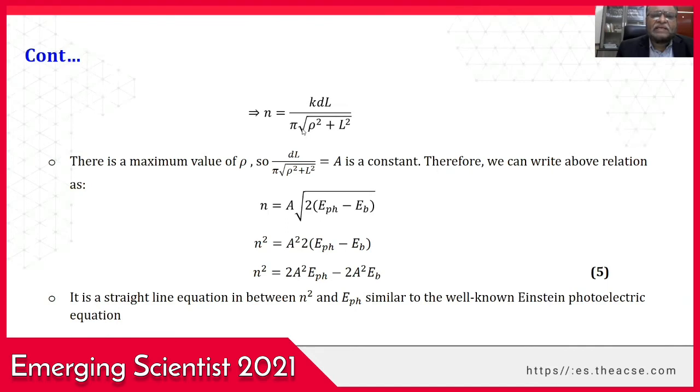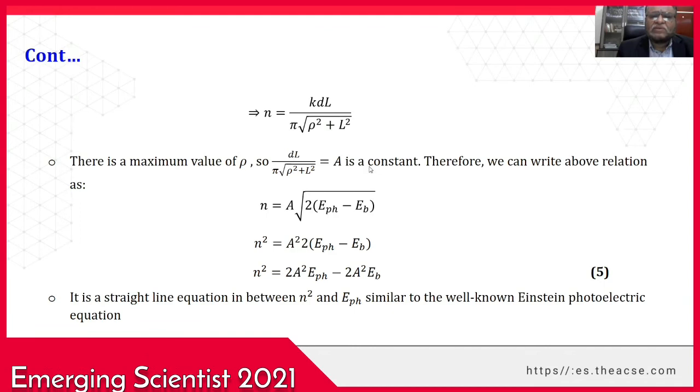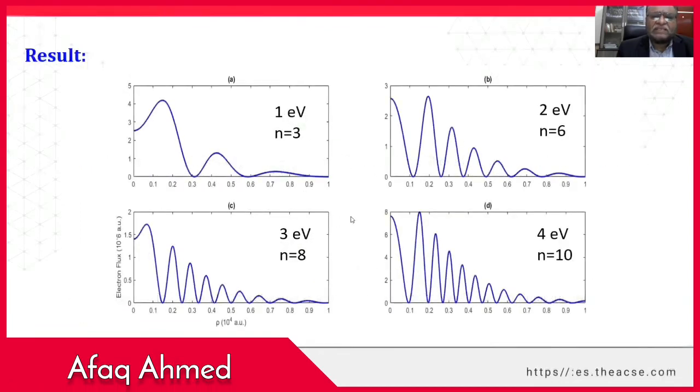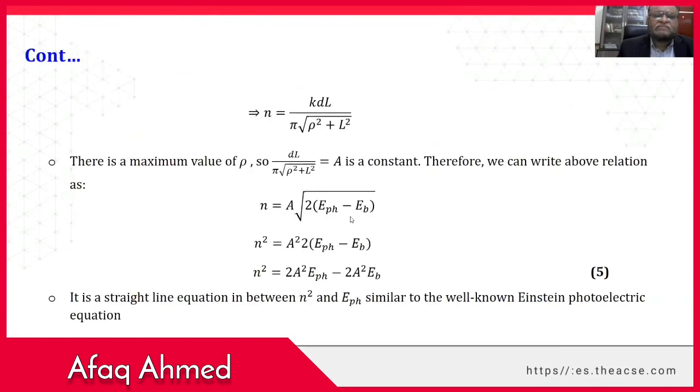Let us take dl over π ρ² L² square root as a constant factor a, so we can write it as n equal to a (2E_photon minus E_b), and n² is equal to a². By taking the square on both sides, we get n² is equal to a² (2E_photon minus E_b), or n² is equal to 2a²E_photon minus 2a²E_b. By examining these equations, we can say that this is a straight line equation in terms of n² and E_photon.